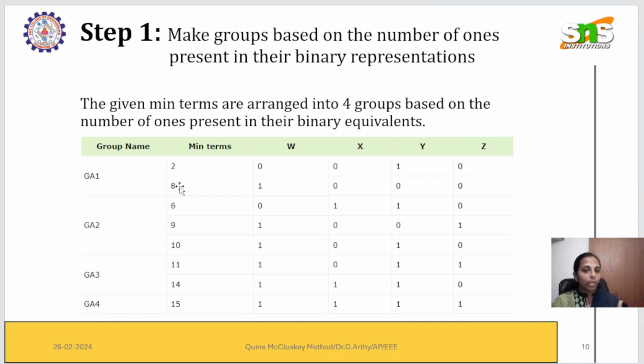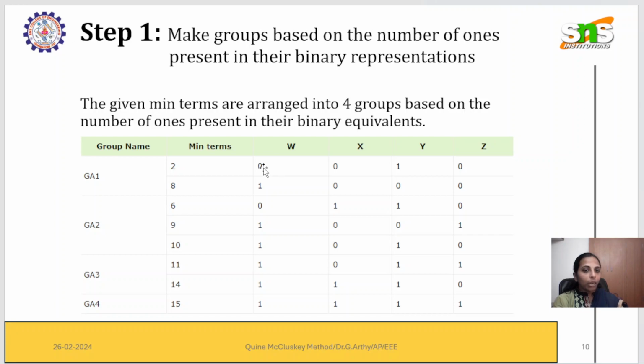2 has to be compared with 6, 9, 10, 11, 14 and 15. 8 has to be compared with the other cases. Similarly, 6 has to be compared with 2, 8 and the other group members 11, 14 and 15. So similarly, every particular minterm will be compared with other groups. What will we be comparing? We'll be comparing a change in 1 bit position.